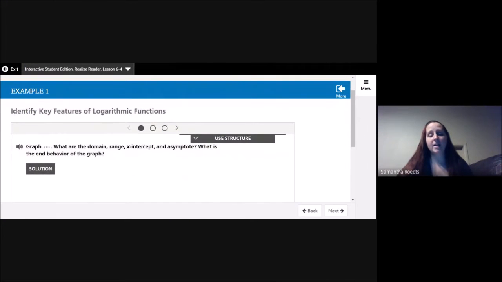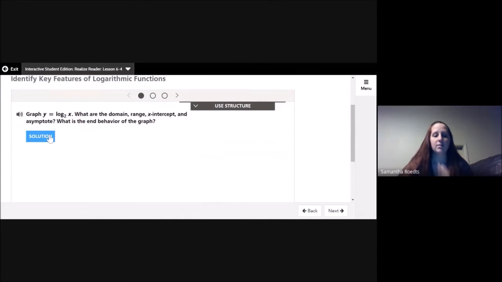Example 1, identify key features of logarithmic functions. So I want to graph y equals log base 2 of x. What are the domain, range, x-intercept, and asymptote? What is the end behavior of the graph?